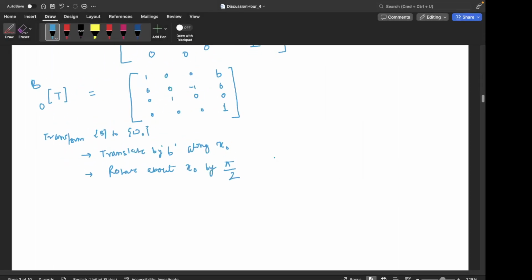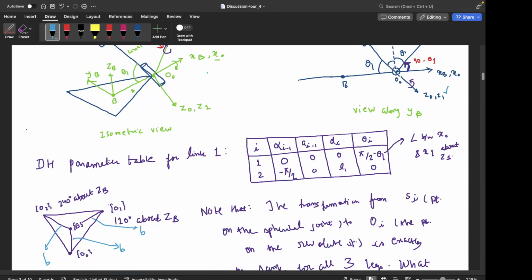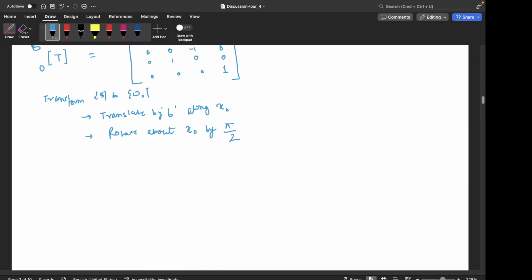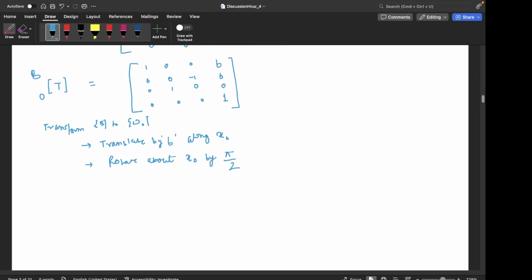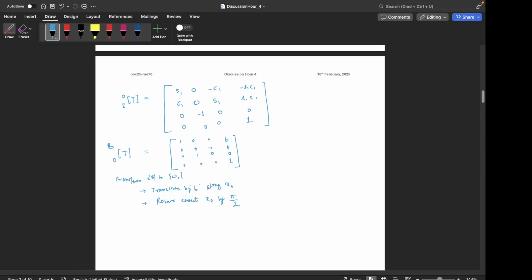Right, so this transformation is between which two frames? The frame here at the base of the revolute joint, that is the 0th frame, and the frame at the centroid of the base platform, that is the world frame. So this is the transformation. So finally what we want to write is basically b to 2, right? And that is given by b to 0 and 0 to 2, right? So let's multiply these two and write the final thing.